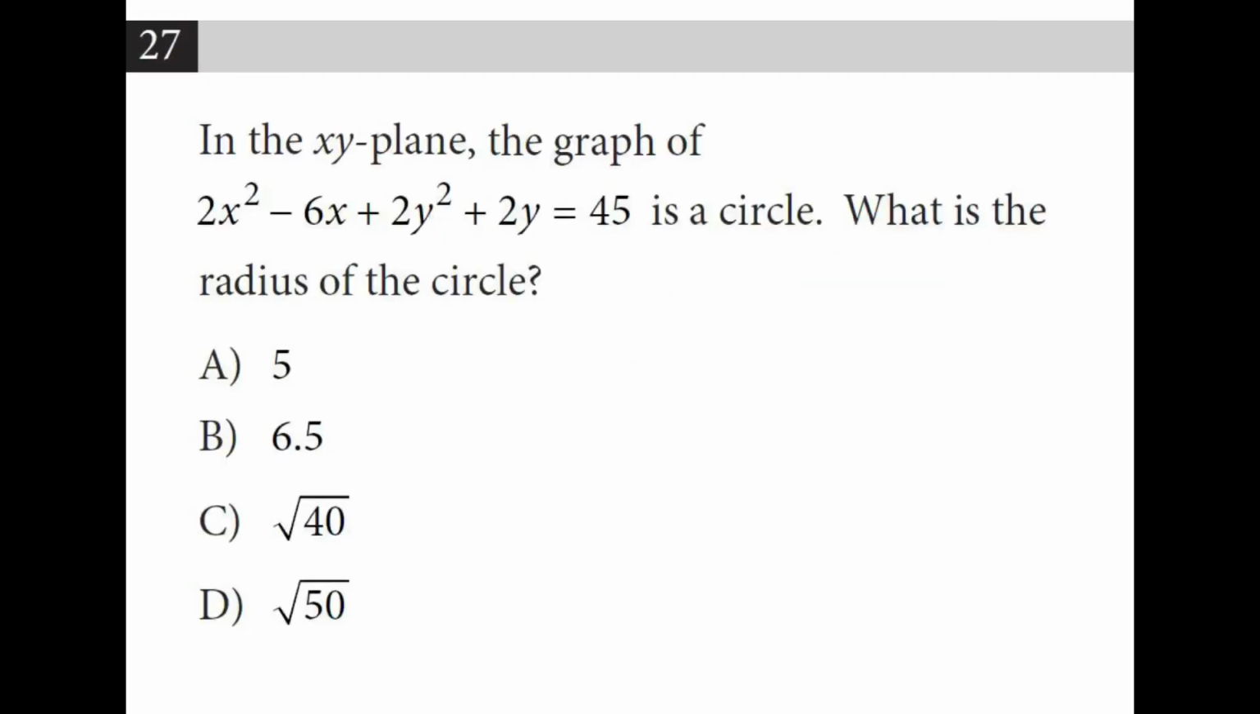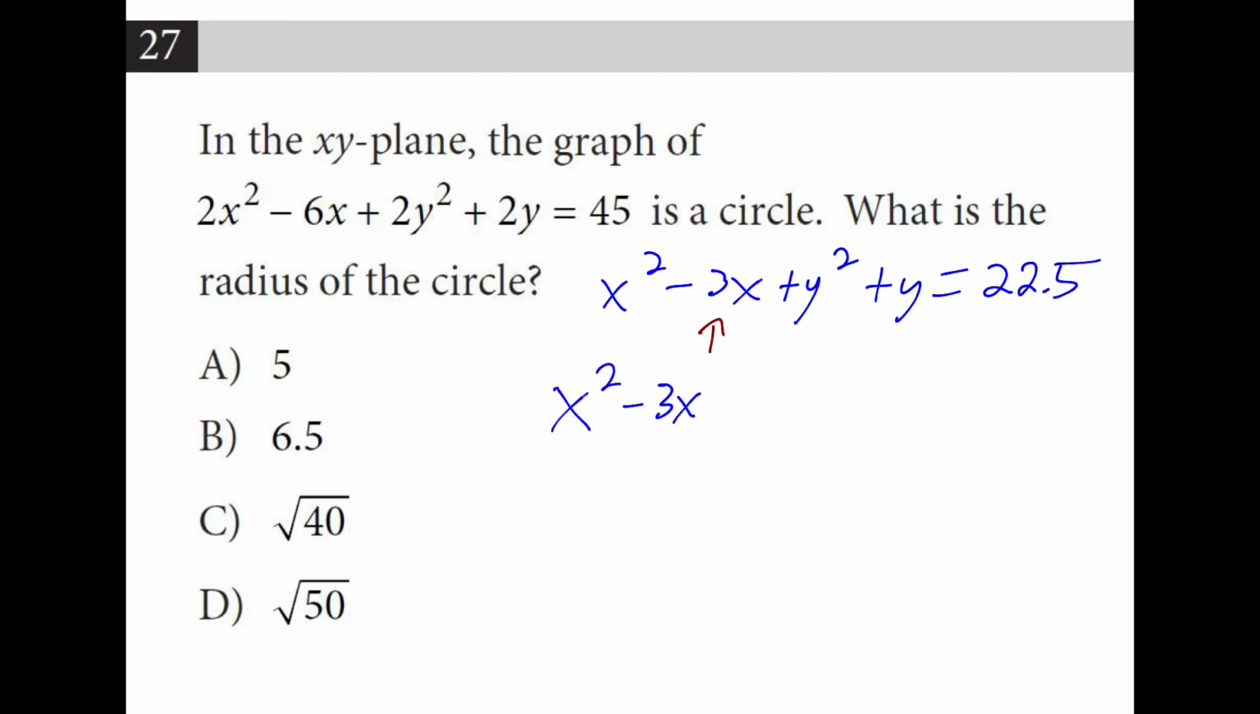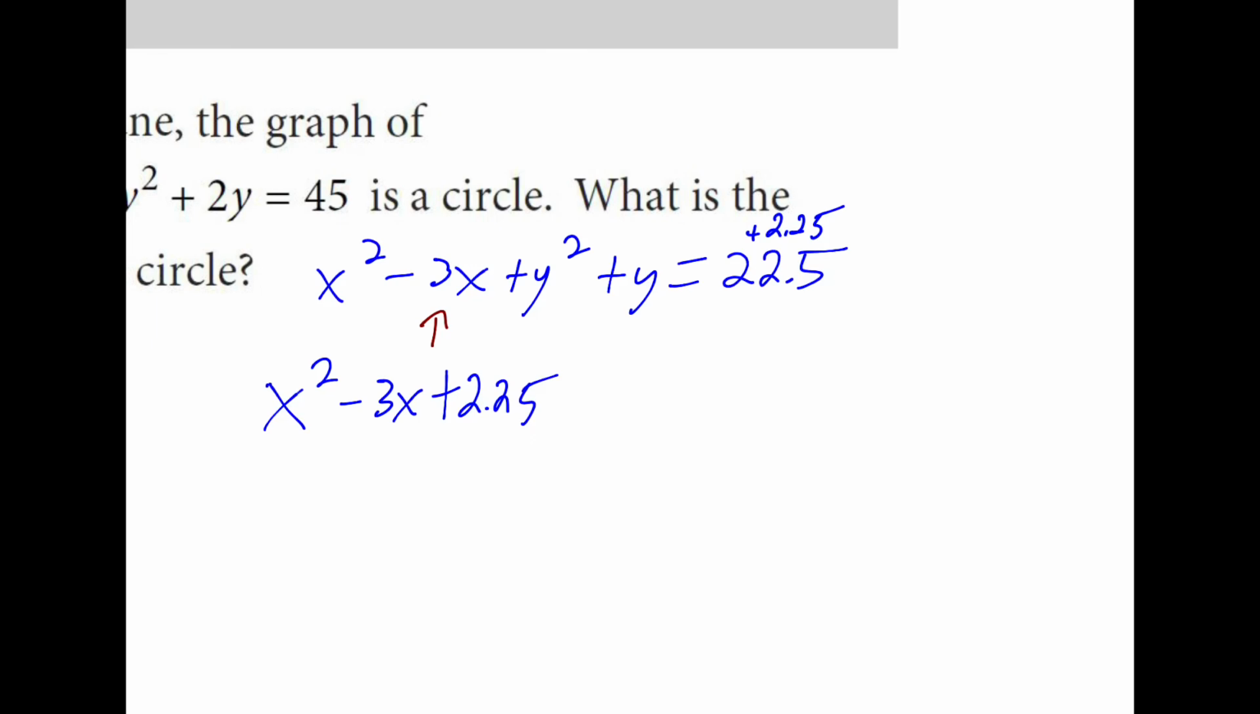So I'm going to factor a 2 out of everything here and leave me with x squared minus 3x plus y squared plus y is equal to 22.5. Then I'm going to complete the square. So half of this squared, so I have x squared minus 3x plus 2.25, which I will add over here. And for my y's, I'm going to look at the coefficient here, which is 1. I'm going to take half of that, which is 1/2, and square it, and I get 1/4. So y squared plus y plus 1/4, which I will also add over here. I'll add it as 0.25.